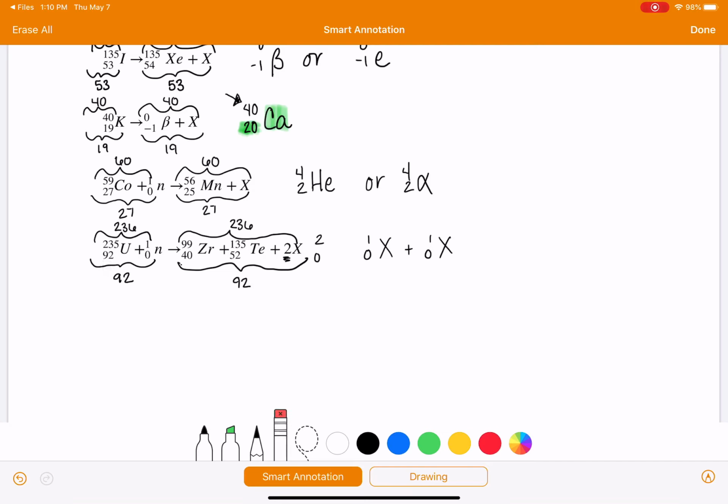And let's think about what particle that is. Something with 0 protons and a mass number of 1. That is a neutron.